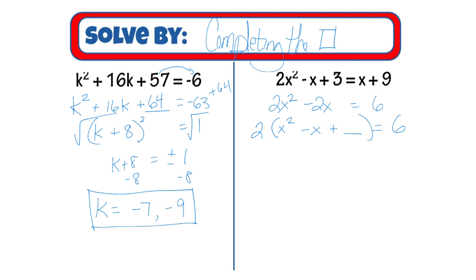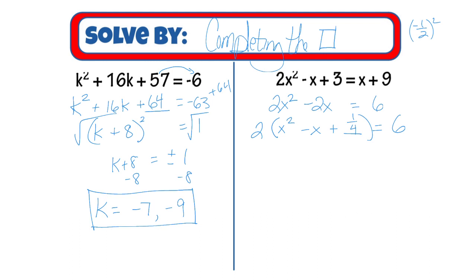All right, now here's the pattern. You always go to this middle term right here, and you look at the coefficient, which happens to be a negative 1. You take half of that, half of negative 1, that's negative 1/2, and square it. So I have to square that. That's going to end up being a 1/4.